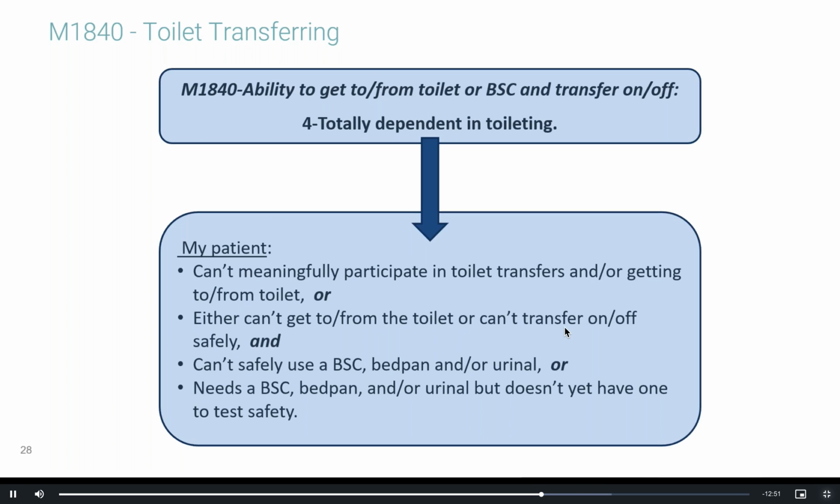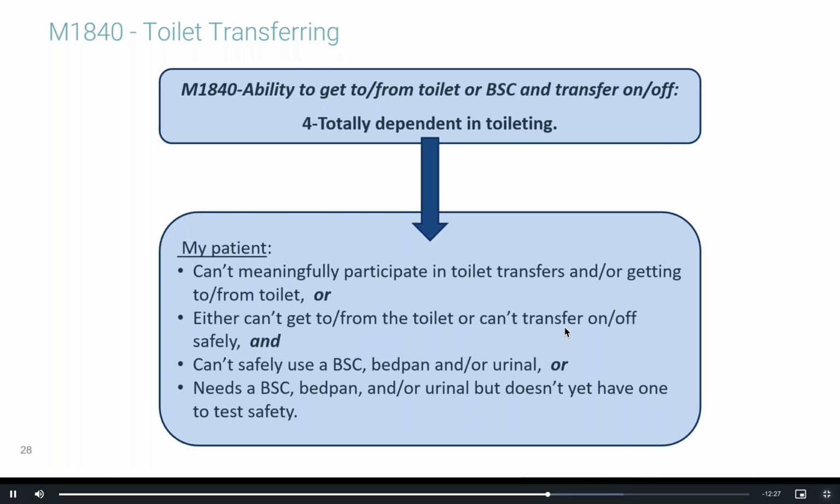Or they can't transfer on and off, but they can get to and from. You have to be able to do both of those. And if you didn't have a bedside commode, a bedpan, or a urinal that they could use, then I would have to say 4, totally dependent. Because if you can't get to the bathroom or get to the bedside commode, that means I only have the option of a bedpan or urinal, or response 4, totally dependent.